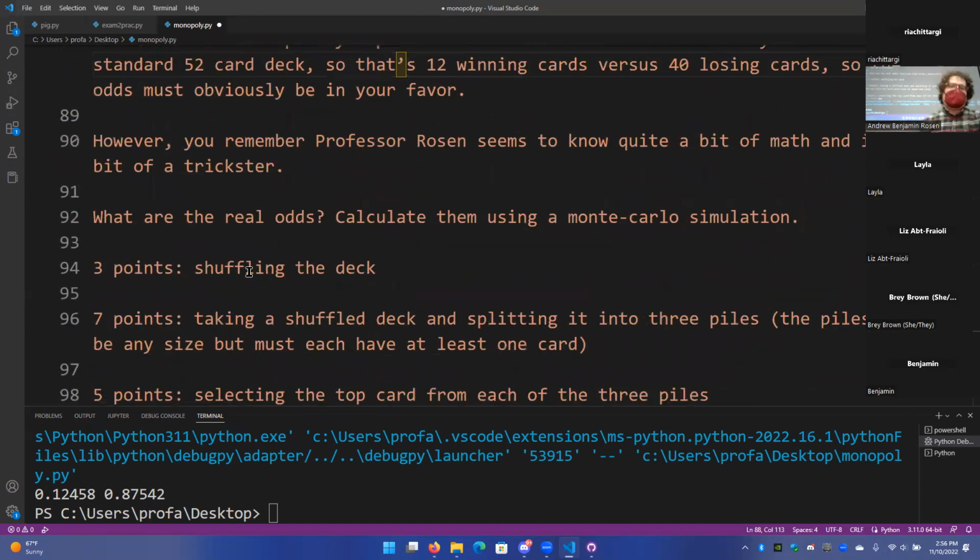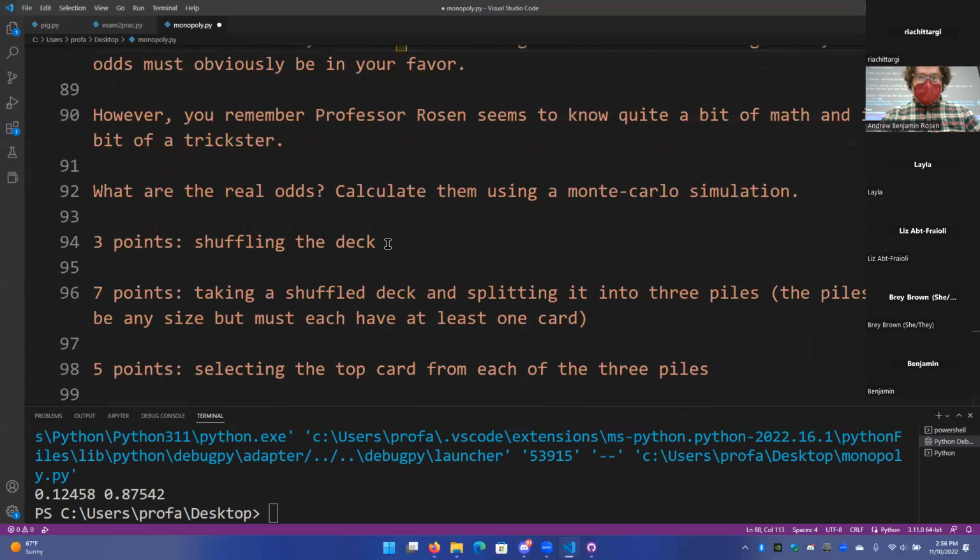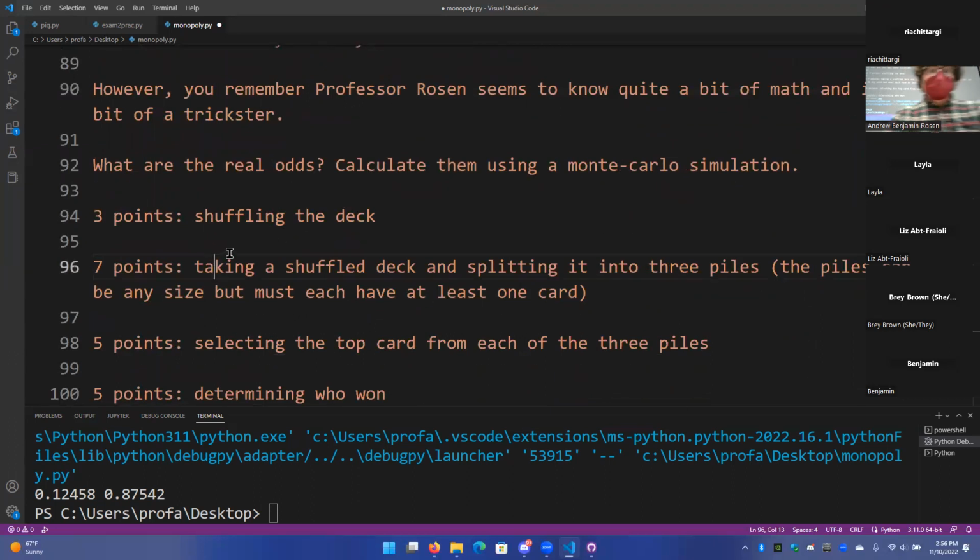So what are the real odds of the game? What are the odds that you're going to win this game? We've got 3 piles of cards, and we're going to flip them over. Now, taking the shuffle.